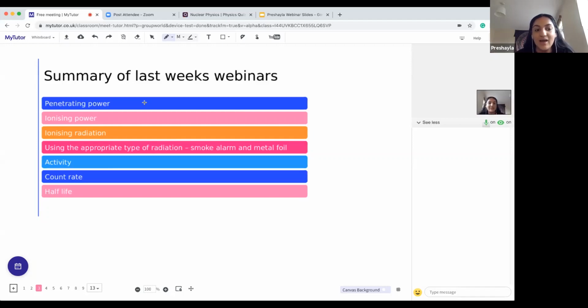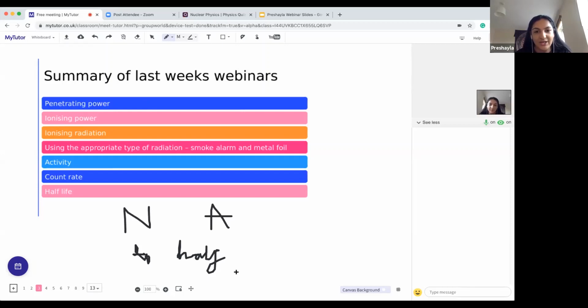It's the same thing as count rate. And then half-life. Now, half-life is the amount of time it takes for the number of particles to halve, or the activity to halve. So it's either the number of particles N, or the activity. So it can be talked about either in terms of number of particles or in terms of activity. Either way, it is the amount of time that it takes to halve it.